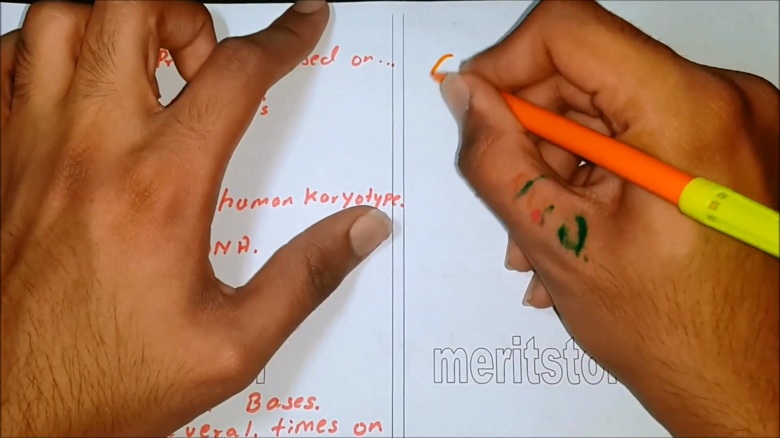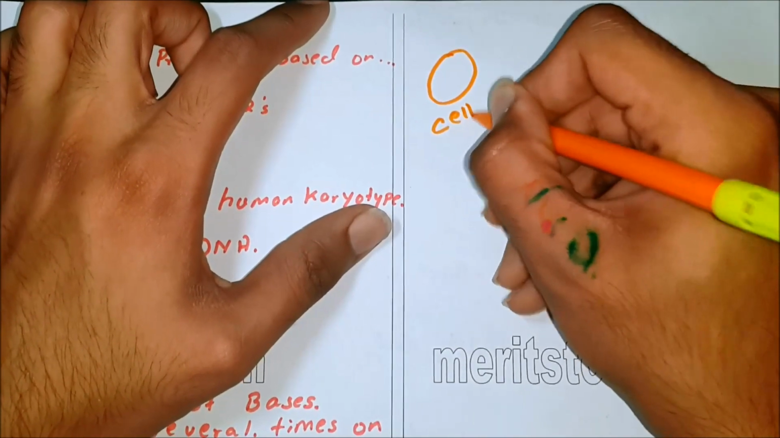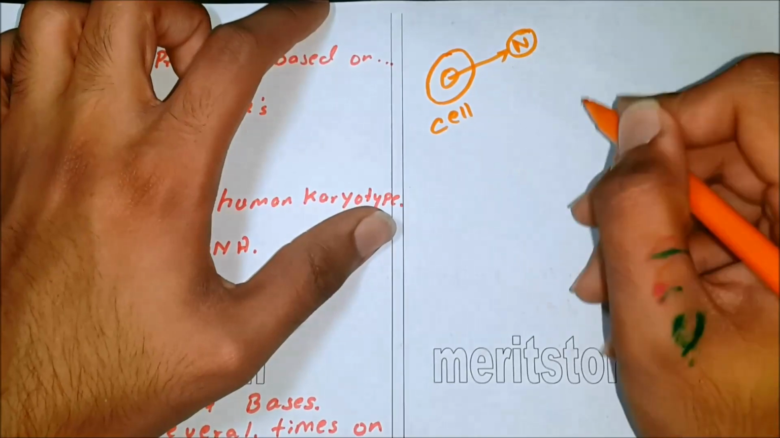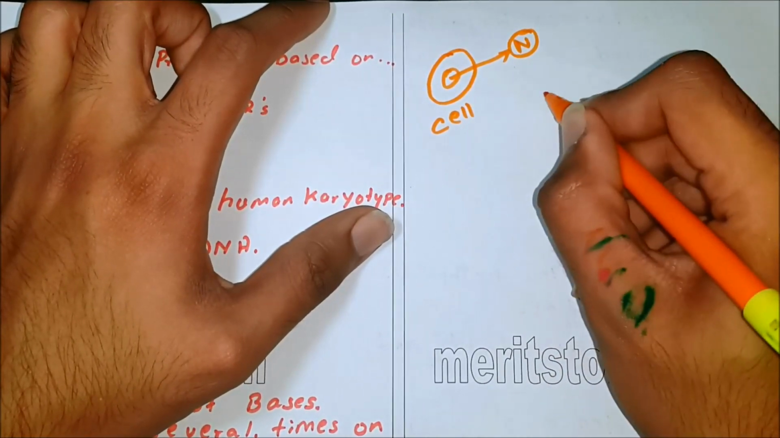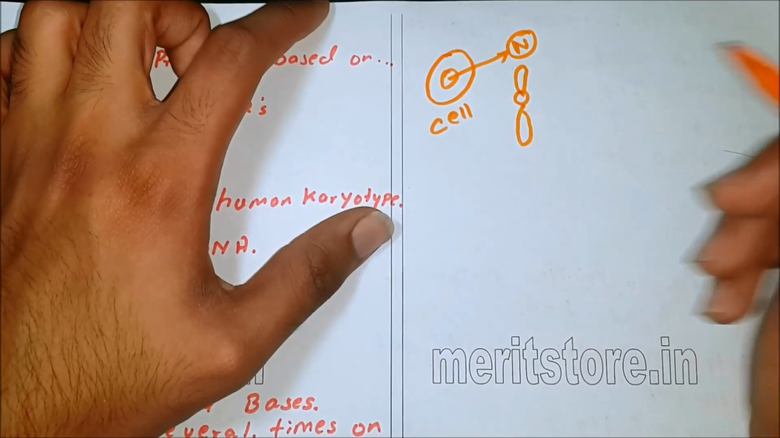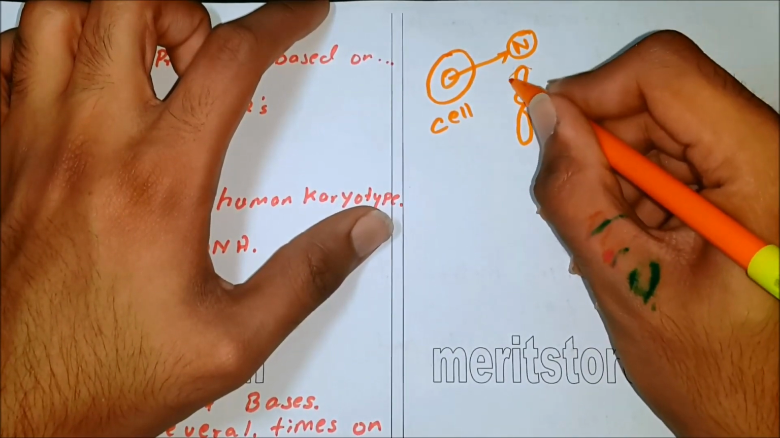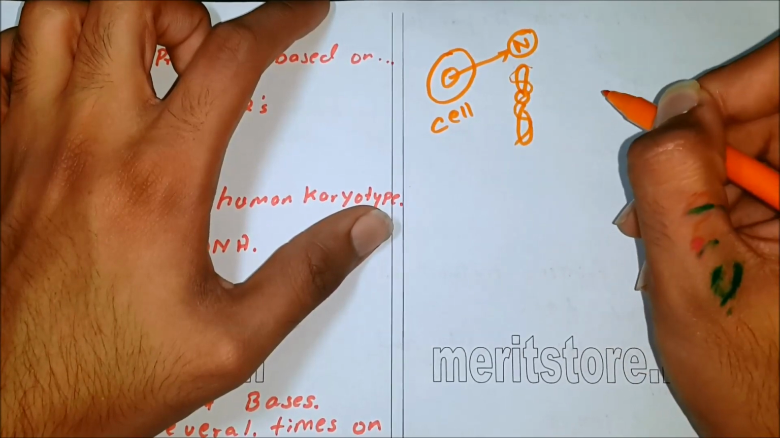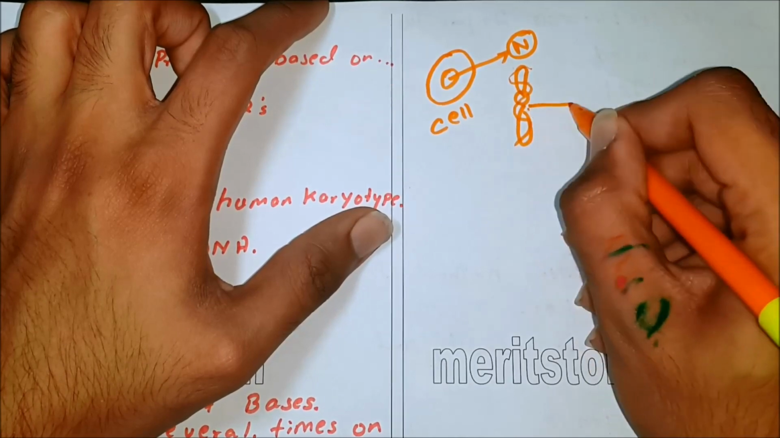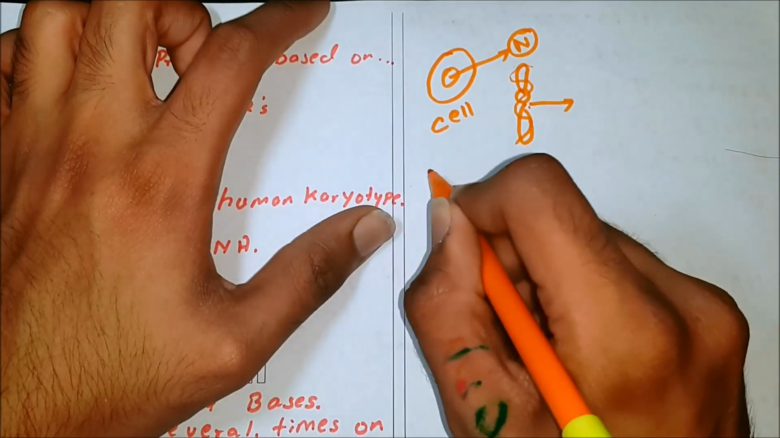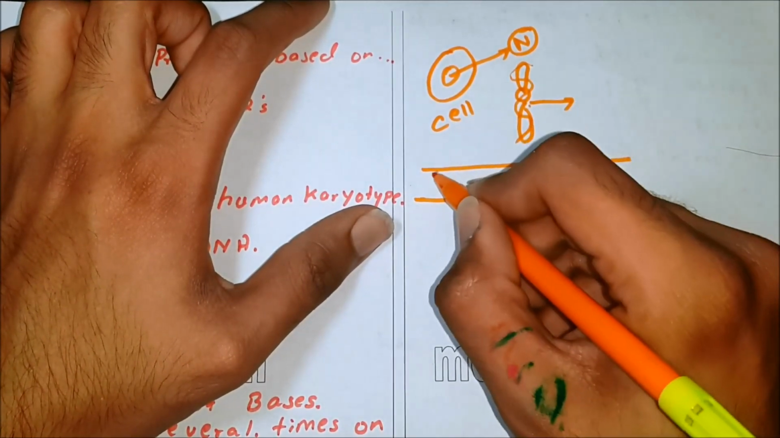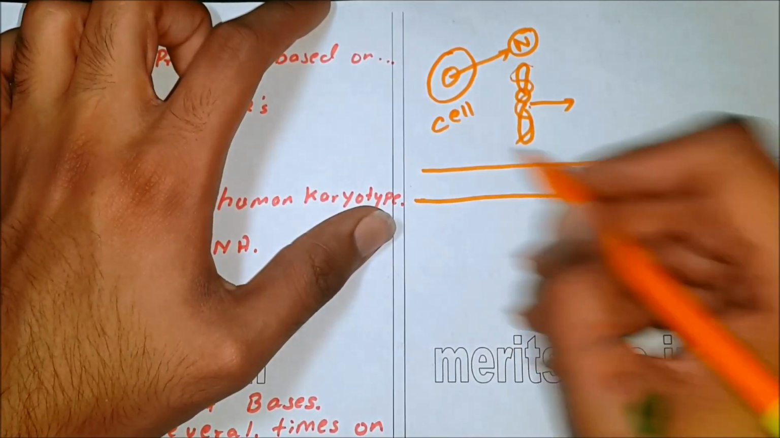Now, inside every cell, we've got the nucleus, and inside every nucleus, we have got chromosomes. And on the chromosome, there is DNA, which is going to be coiled. So, if I uncoil the DNA and arrange it linearly, just for simplicity, this is how it is going to be looking like, since it's a double-stranded structure.